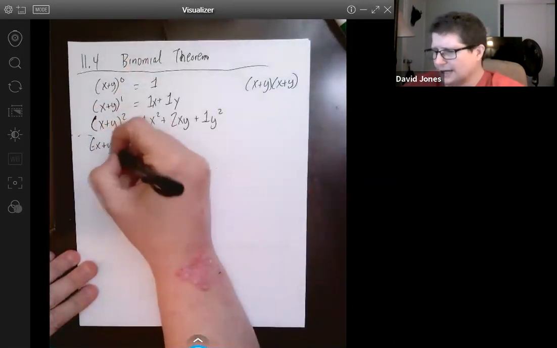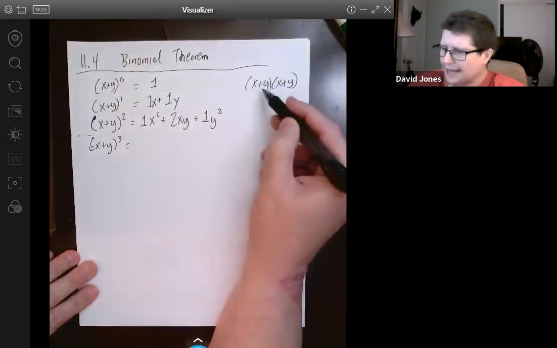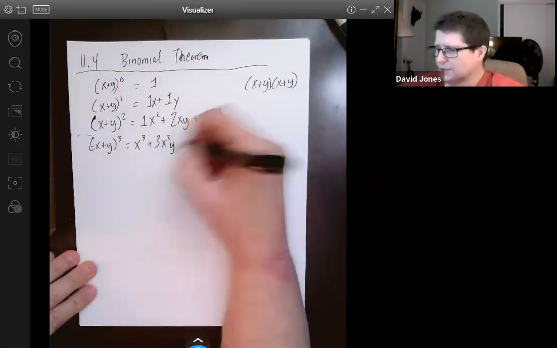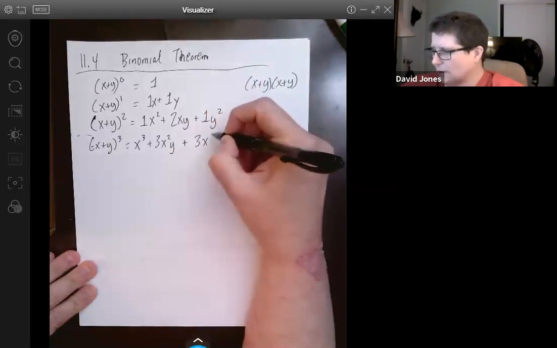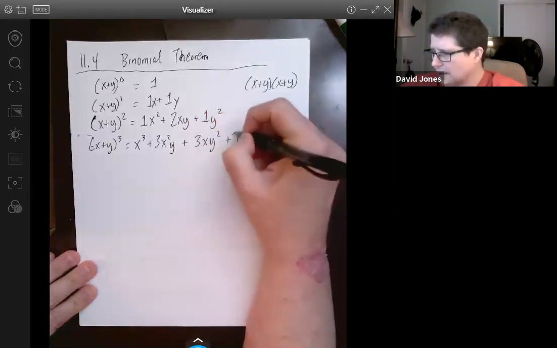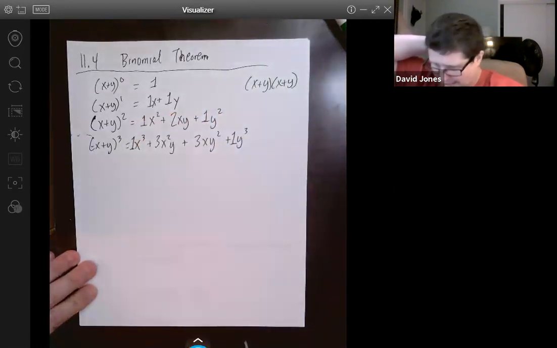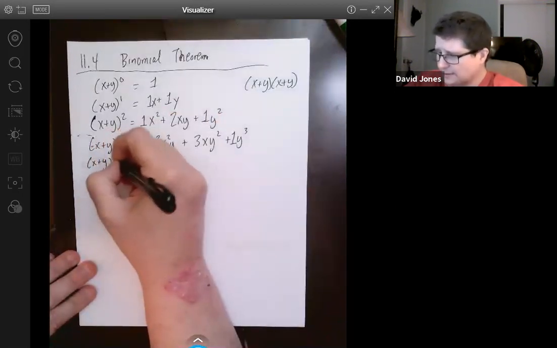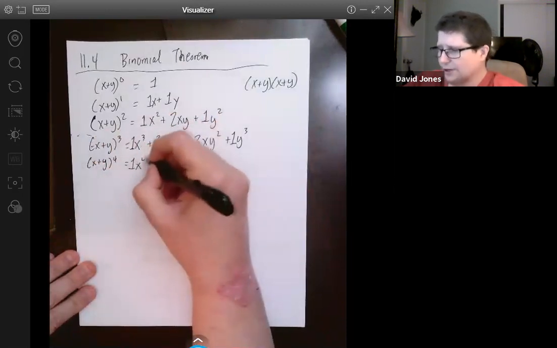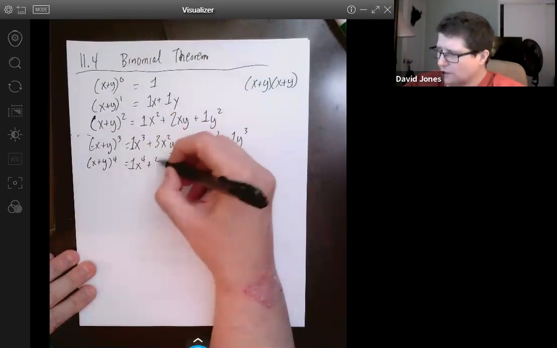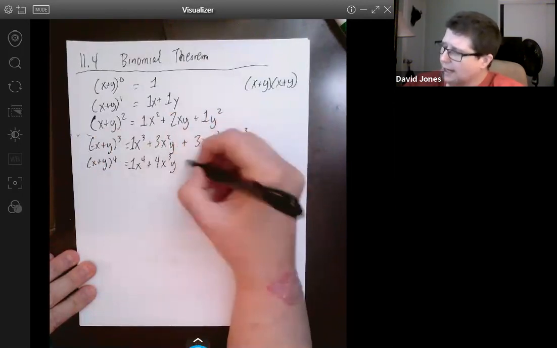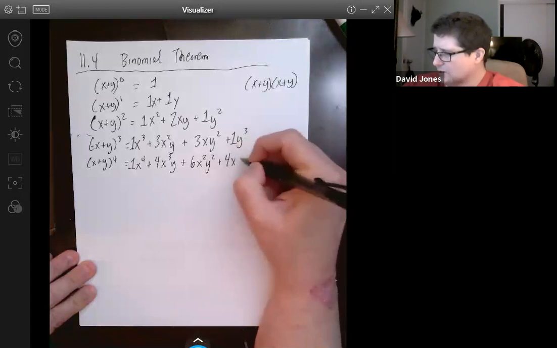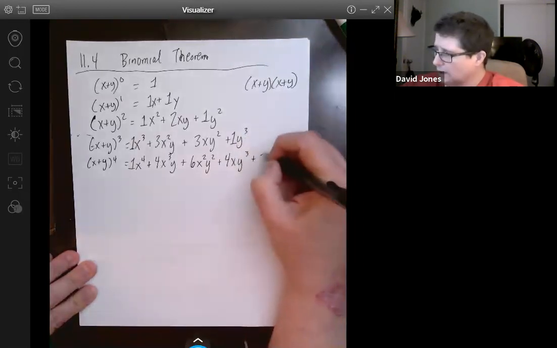If I want to go further, I've got x plus y cubed. I'm going to multiply this by x plus y. And what we get, once you clean it all up, is x cubed plus 3x squared y plus 3x y squared plus y cubed. And I'm going to throw 1s in front here just so you can see it better. x plus y to the 4th: 1x to the 4th, 4x cubed y, plus 6x squared y squared, plus 4xy cubed, plus 1y to the 4th.